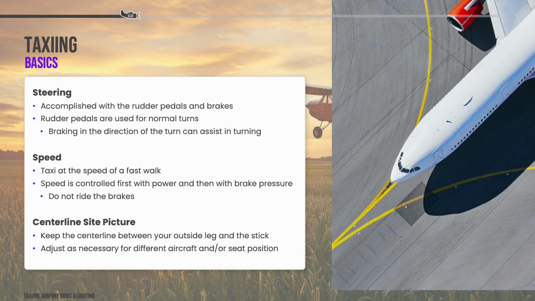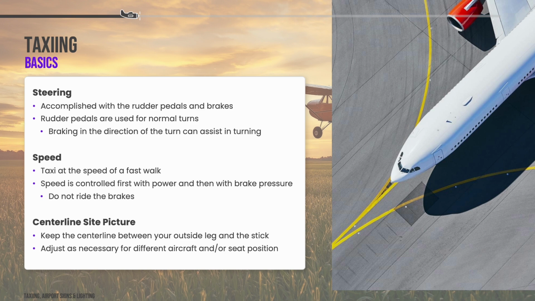So the steering is very easy in an airplane. It is not with the control wheel or the yoke like in a car. It's accomplished using the rudder pedals and sometimes the brakes with differential braking. So rudder pedals are used for normal turns, and then braking in the direction of the turn can assist in turning if you need to turn around at a sharper diameter, sharper radius.